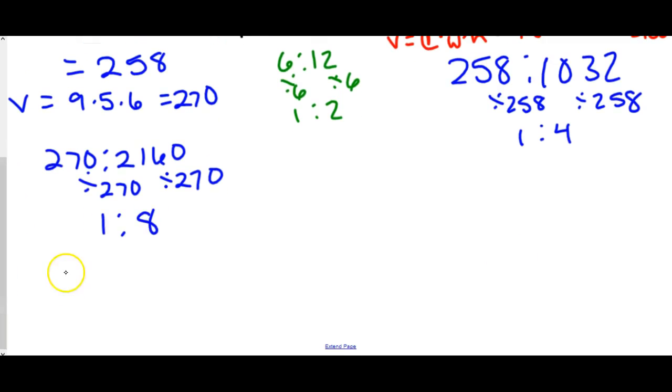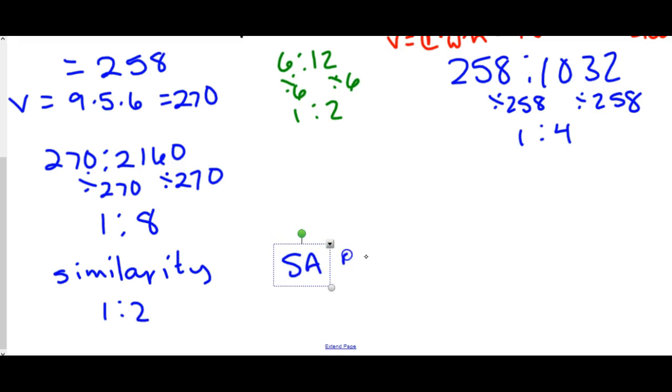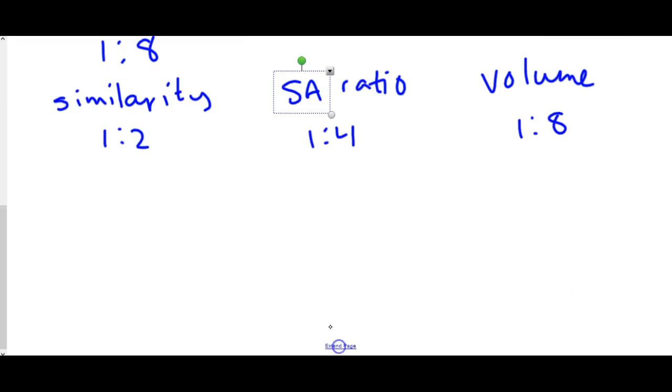So the 3 we had was the similarity ratio, which is 1 to 2. The surface area ratio, which is 1 to 4. And the volume ratio, which is 1 to 8.